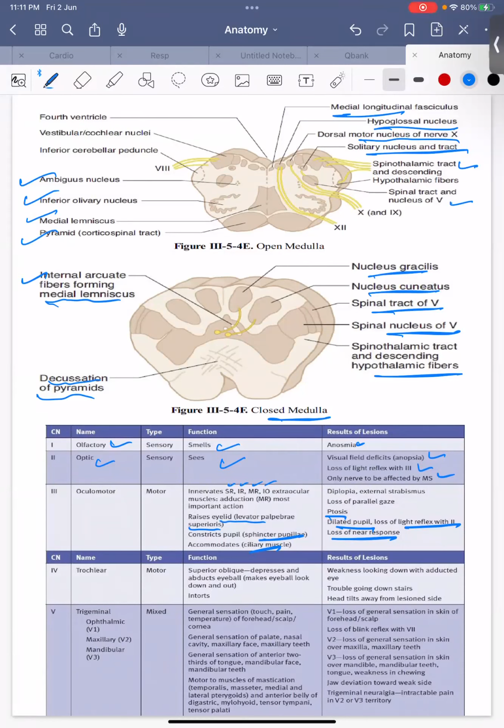Very important. Now, lesion of the V1 will cause the loss of general sensation of the forehead and scalp, as well as the blink reflex, along with cranial nerve 7. V2 will cause the loss of general sensation over the maxilla and the maxillary teeth. V3 will cause the loss in the mandibular teeth, mandibular area, and weakness in chewing. And the jaw will be deviated towards the weak side.